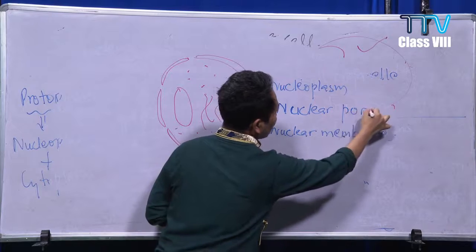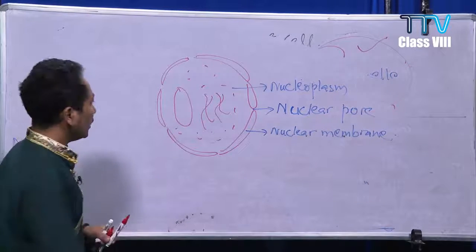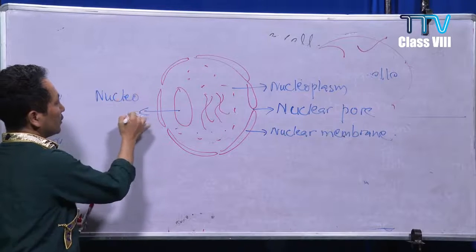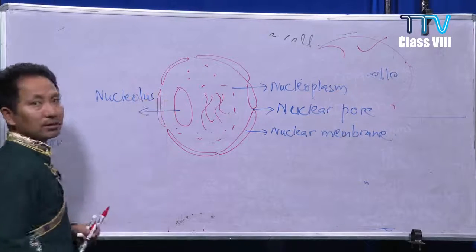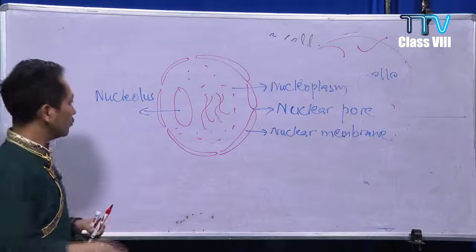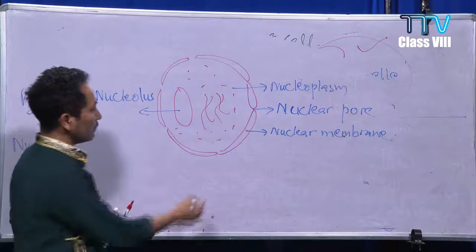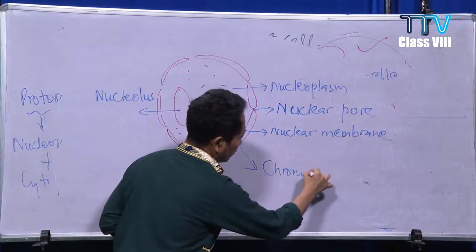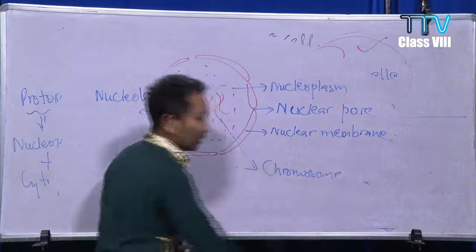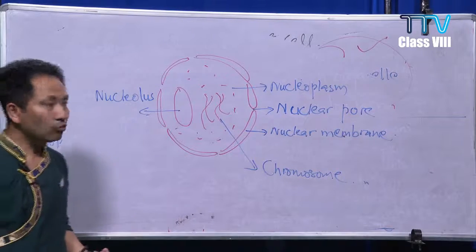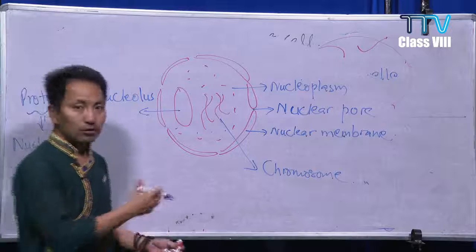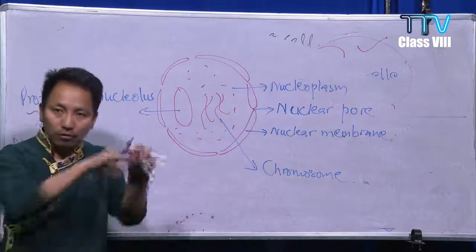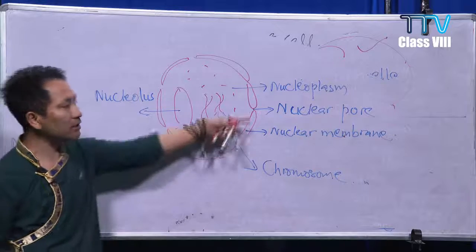And then we have got a nucleolus. That's a smaller nucleus. And then we have got chromosome, chromatin material, right? These are the parts of a nucleus. All of them makes up nucleus.